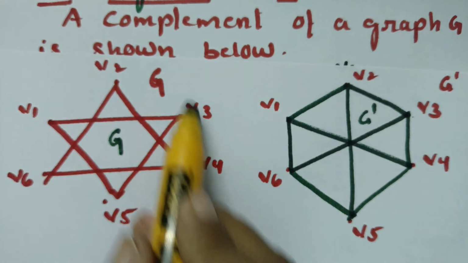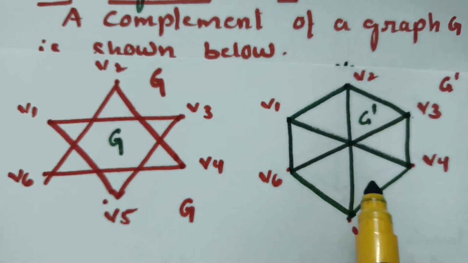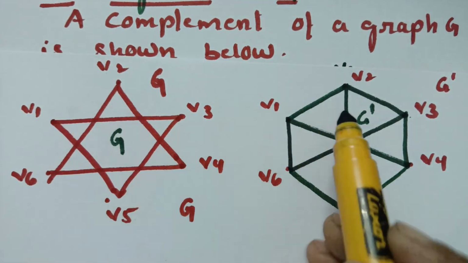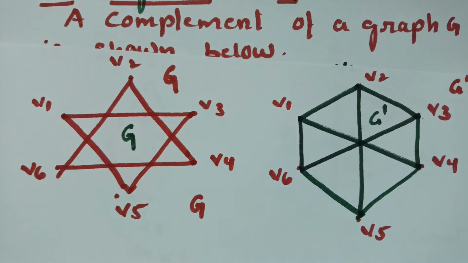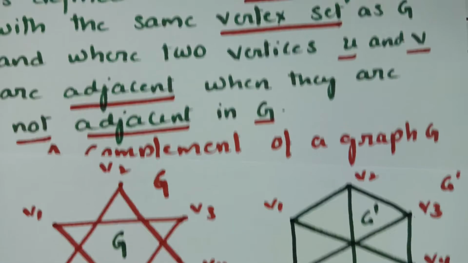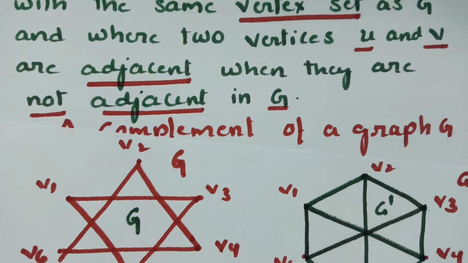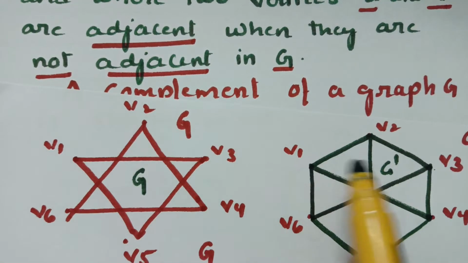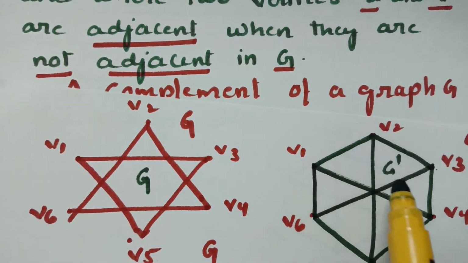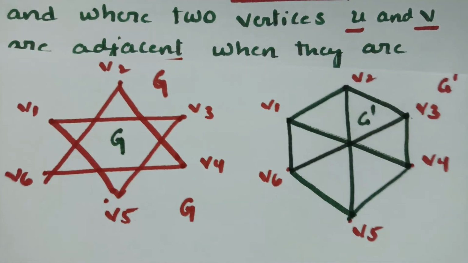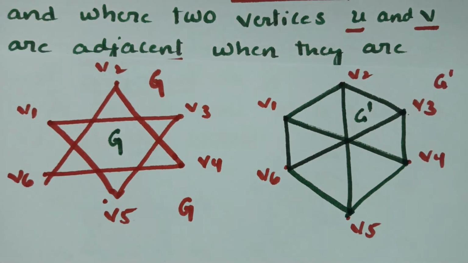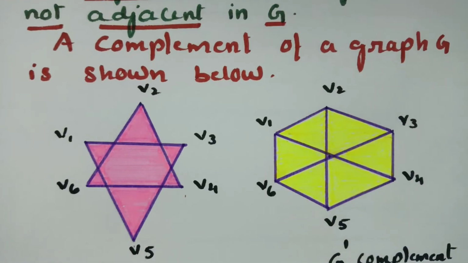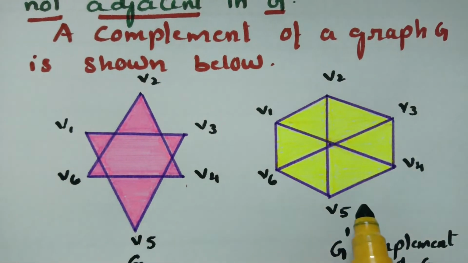So we have to maintain all the vertices even in G dash, and see whether they are adjacent to each other. Here they are not adjacent, and here they are adjacent. So this is what the definition is telling: U and V are adjacent when they are not adjacent in G. If V1 and V2 are not adjacent in G, they have to be adjacent in G dash. So this is the concept of the complement of a graph, and this is how the star becomes the diamond. So this is the star which is turned into a diamond.